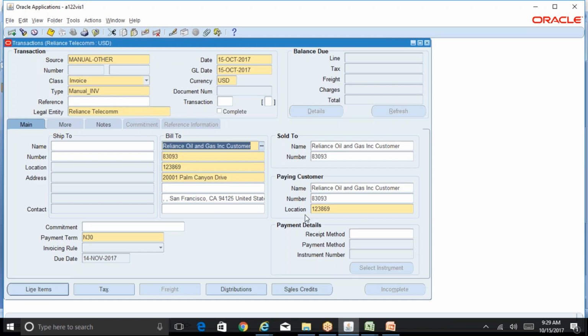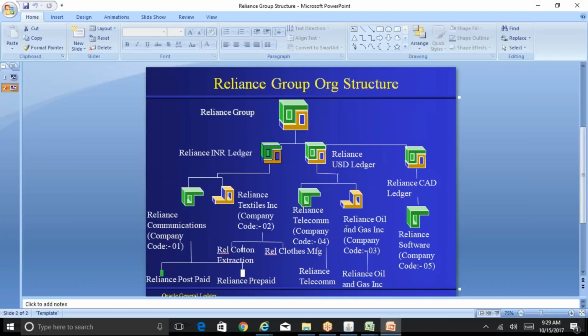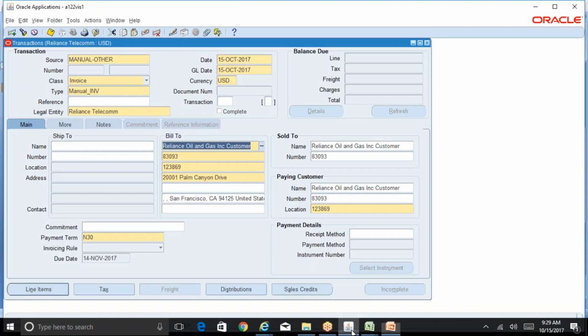So I had created Reliance Oil and Gas INC as the customer. Reliance Telecom is selling something to Reliance Oil and Gas, and hence I am selecting Reliance Oil and Gas as the customer. This is the only customer which is available under this particular telecom. It could be any other customer also. Okay, so don't concentrate on that. Now you can see that the bill to address is United States.